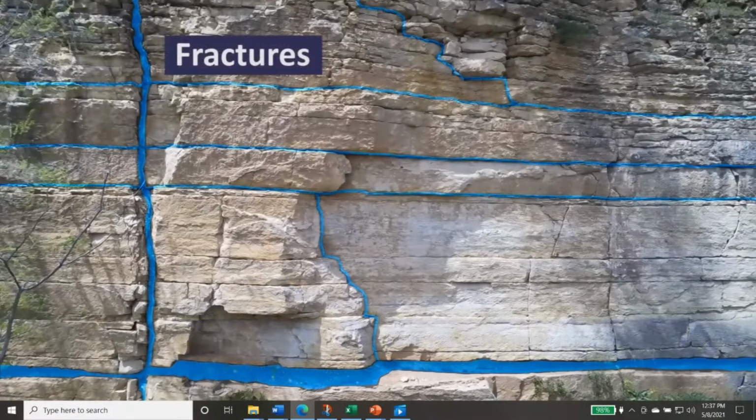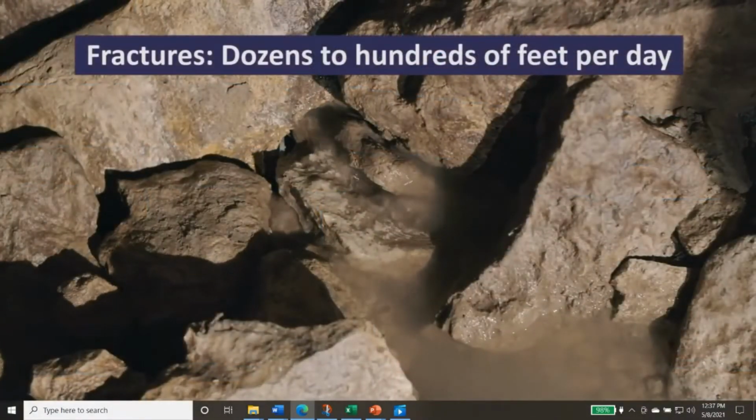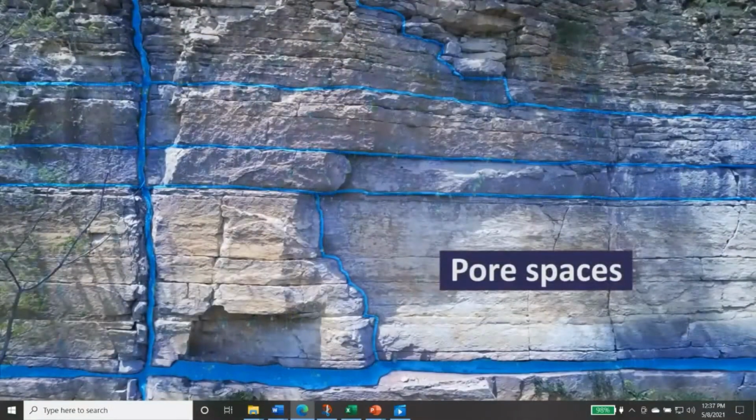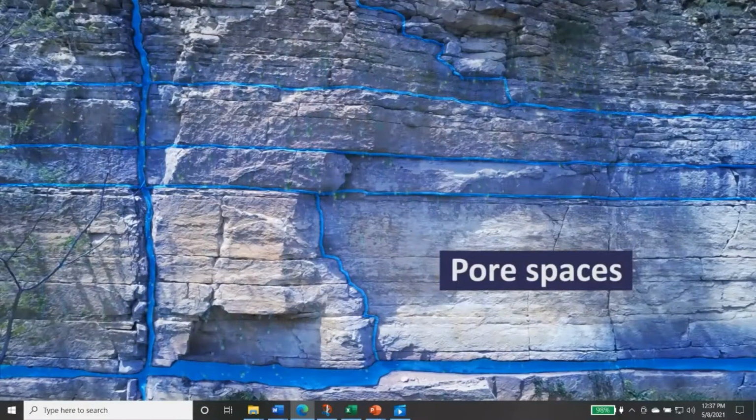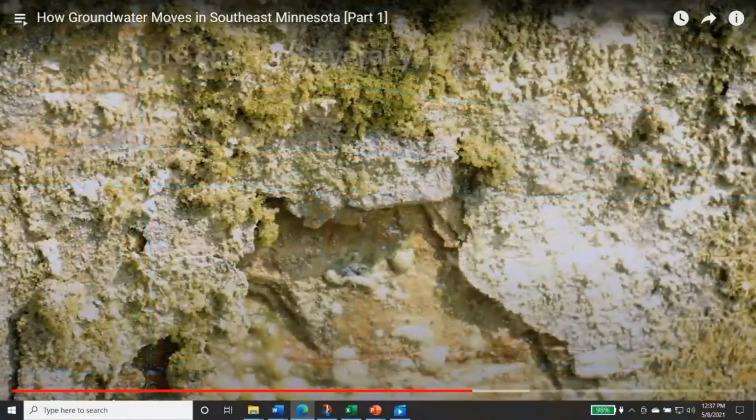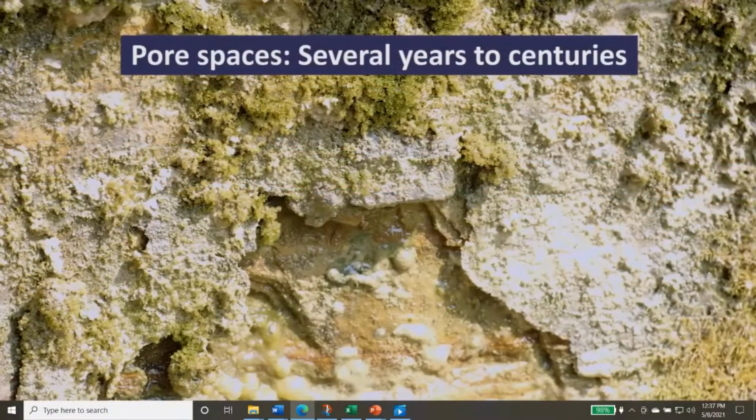Fractures are slightly smaller. Groundwater traveling through fractures moves at a moderate speed and can travel at rates of dozens to hundreds of feet per day. The slowest groundwater movement occurs in tiny pore spaces contained within the rock itself. Here, groundwater in pore spaces may take several years to travel a few feet, or it may not move at all for long periods of time.